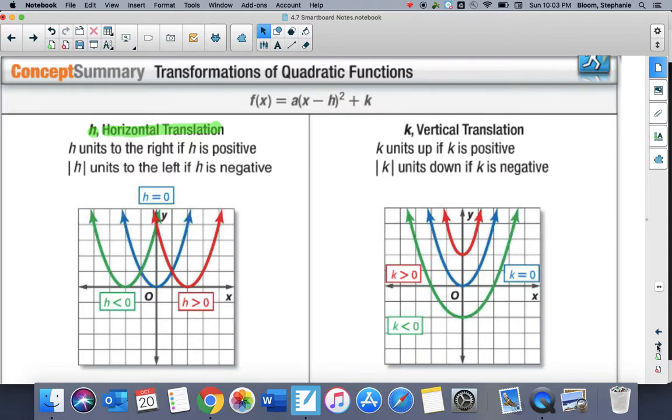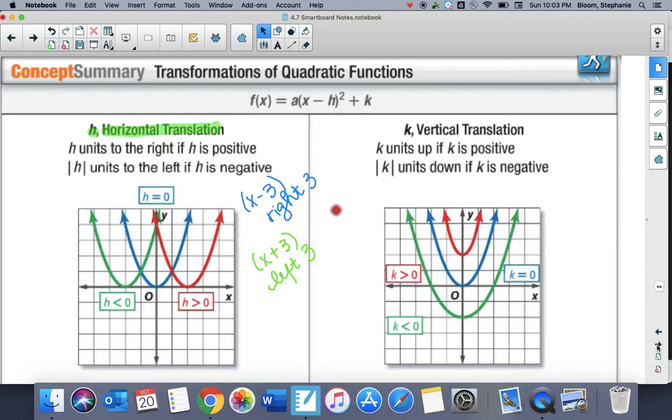So again, if H is positive, it actually works kind of opposite. So let me just show you like this. If it was x minus 3, that actually means go right 3. So it's kind of opposite of what you see in the parentheses, I guess. If it was x plus 3, you would actually go left 3. And I think you probably remember doing that when we did absolute value with the v.